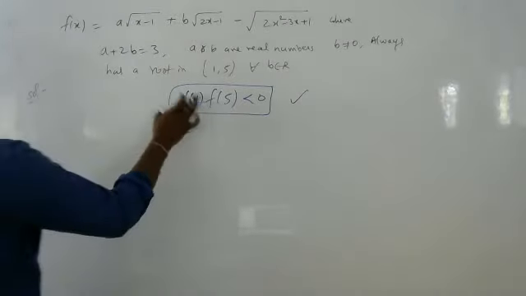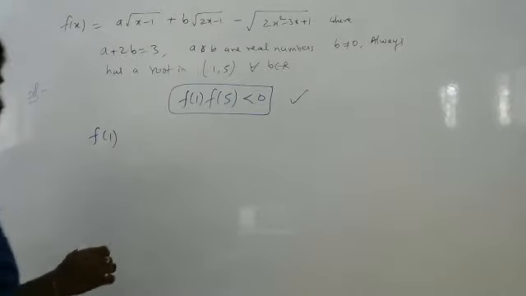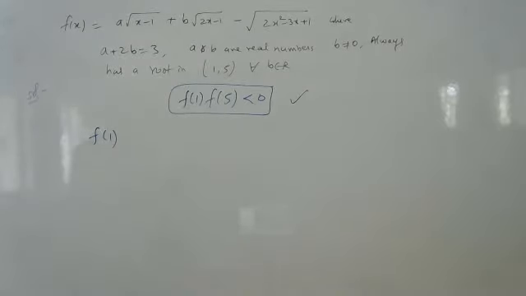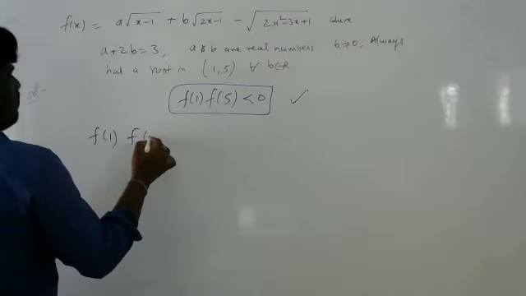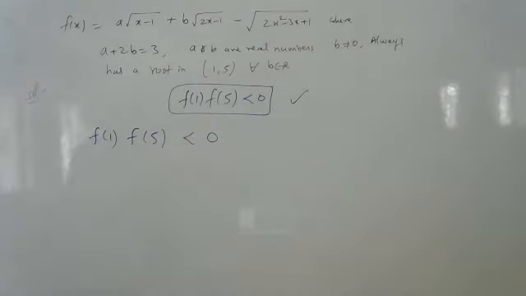So let us find f of 1 in this. Substitute x equals 1 in f of x. If I substitute f of 1, what am I going to get? f of 1 into f of 5 less than 0, I am going to substitute here. So first find f of 1.